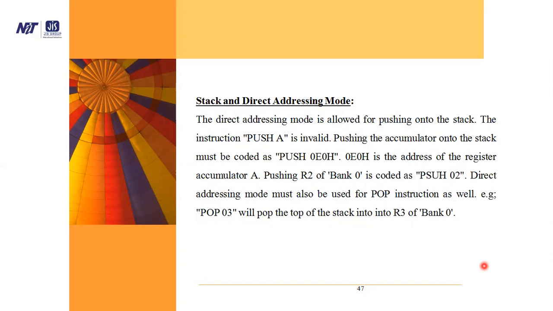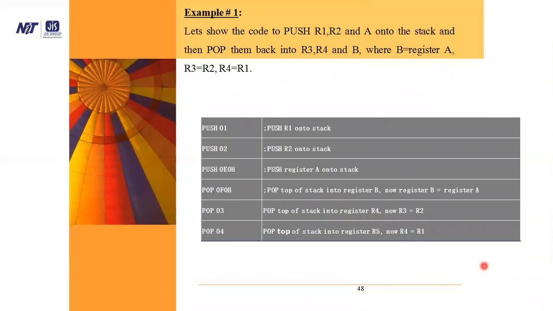Direct addressing mode must also be used for the POP instruction, so POP 03 will pop the top of the stack into R3 of bank 0. Example: let's show the code to push R1, R2 and A onto the stack and then pop them back into R3, R4 and B, where B is equal to register A.